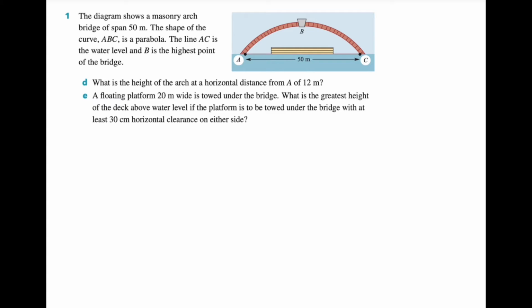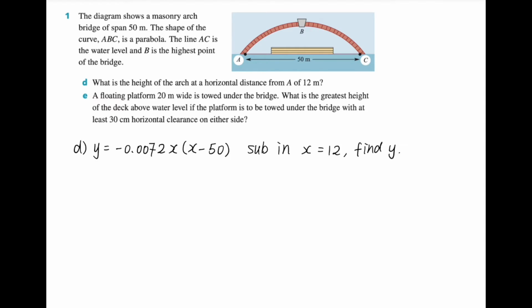In part D, we want to find the height of the arch at a horizontal distance 12 meters from A. Horizontal distance implies that x is equal to 12. And we want to find the height, which is the y value when x is equal to 12. So we know the formula already, and we're going to sub in x is equal to 12 and find the corresponding y value. Since we're taking x is equal to 12 in this case, every time we see x, we're going to replace it with 12.